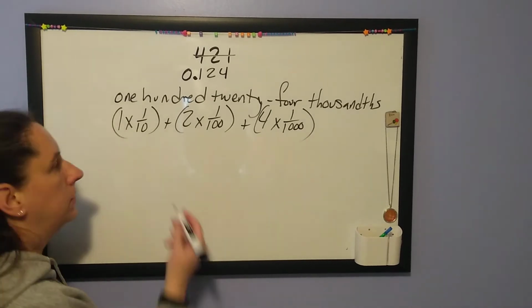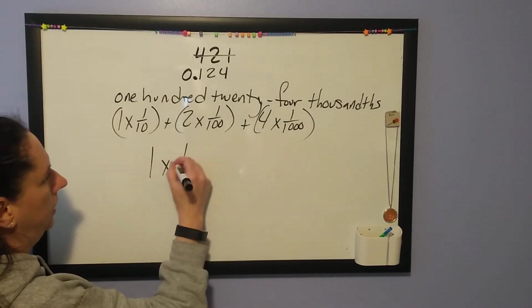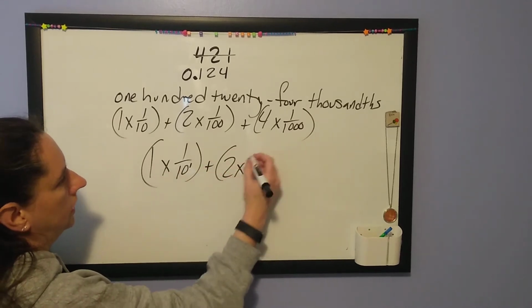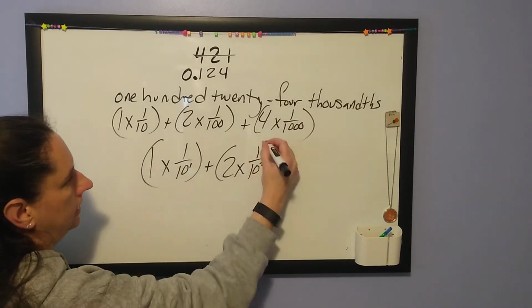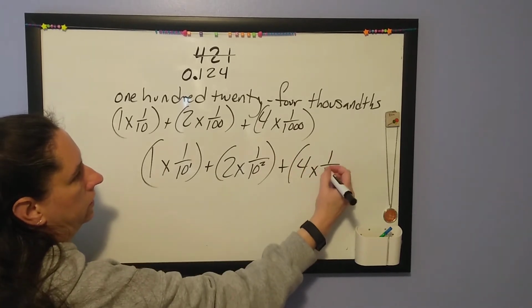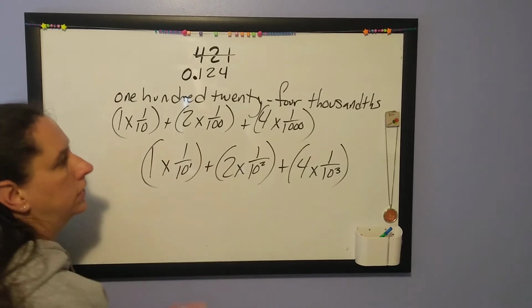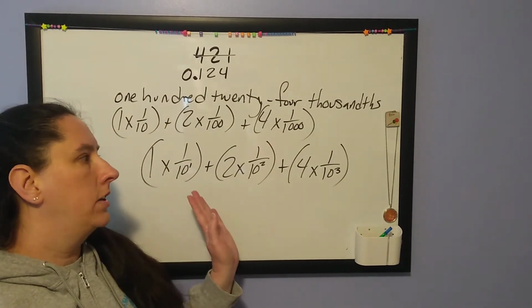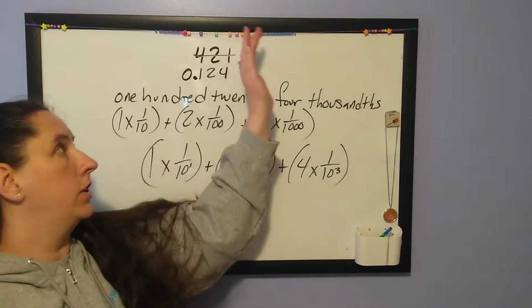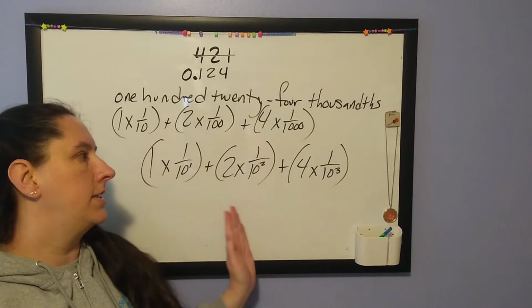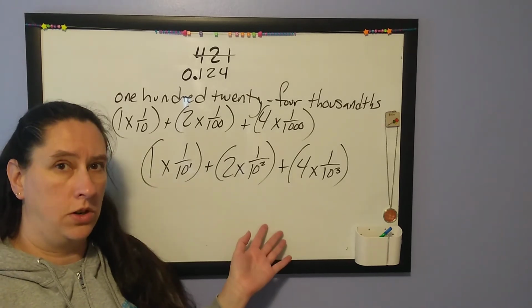I can even get fancy with this one by doing 1 times 1 over 10 to the first plus 2 times 1 over 10 to the second plus 4 times 1 over 10 to the third. Okay. So now, no matter which variation you're going to do, whether you're looking for the largest or the smallest, you can turn it into a game because now it would be my opponent's turn.